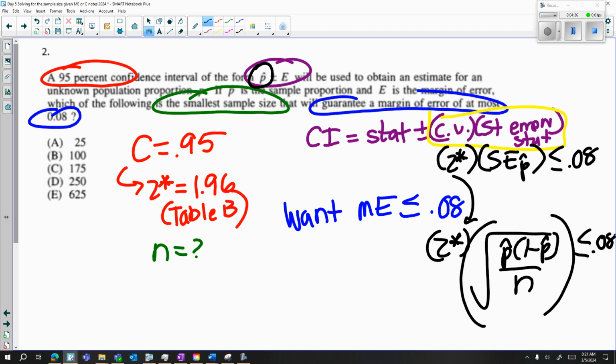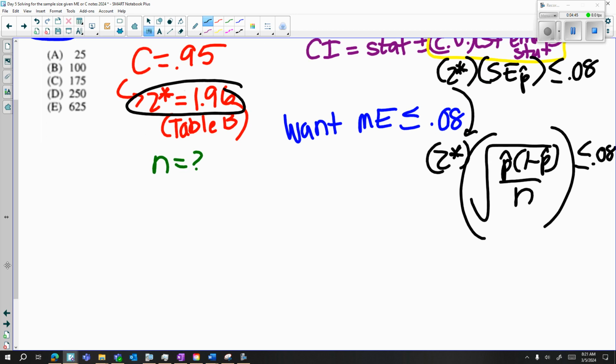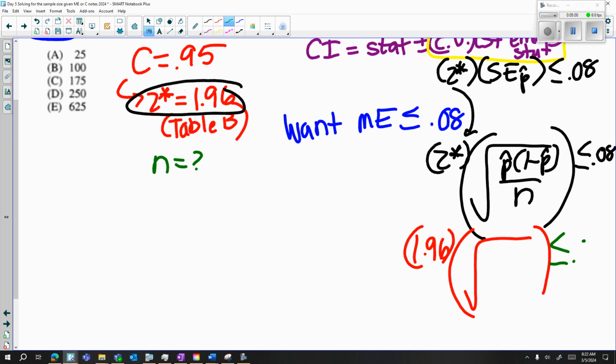And now we're going to plug in what we know. All right, we're going to create an inequality. So we know the z star, right? That's kind of all we know, sadly. So we know z star is 1.96. We don't know p hat. We don't know q hat. And we know the margin of error on the right-hand side of this inequality is 0.08.